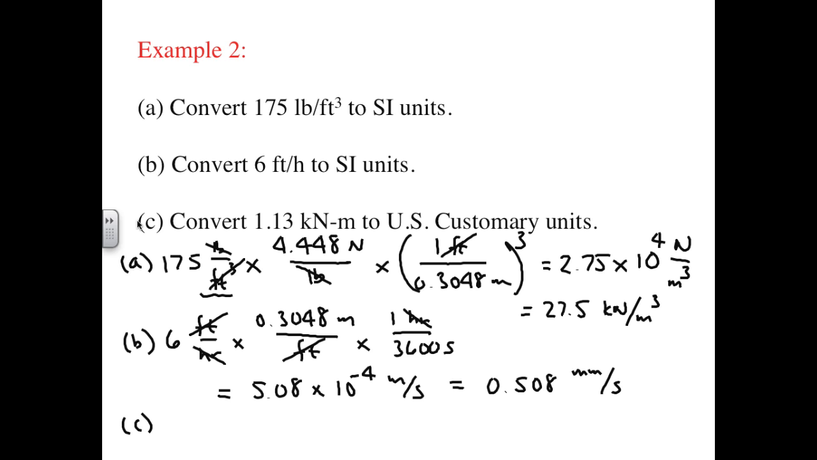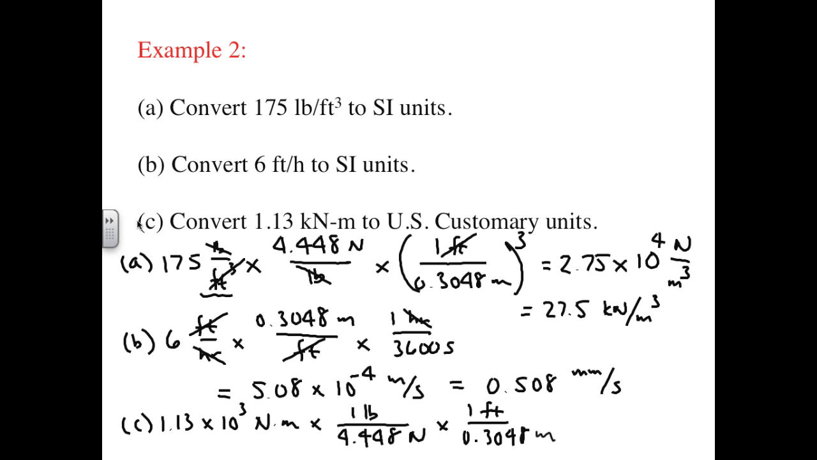Finally, we have a torque in kilonewton meters that we want to convert to US customary units. So we'll write this as 1.13, it's in kilonewton meters, so that's times 10 to the third Newton meters. We'll multiply that by 1 pound per 4.448 newtons, and 1 foot per 0.3048 meters. Again, the units cancel, numerator and denominator, and we're going to get a torque in foot-pounds, and that number turns out to be 833 foot-pounds.